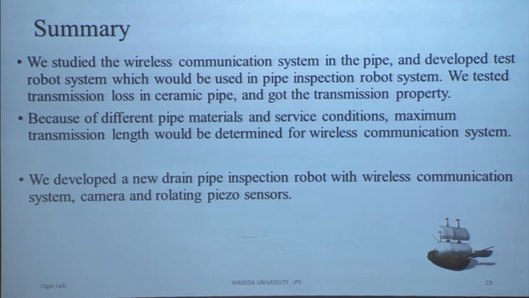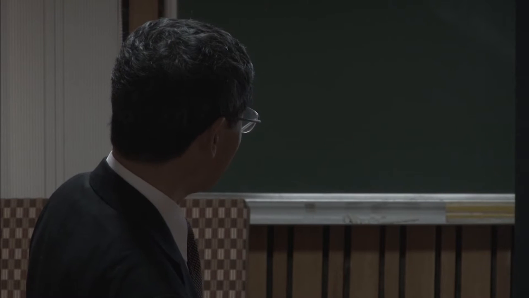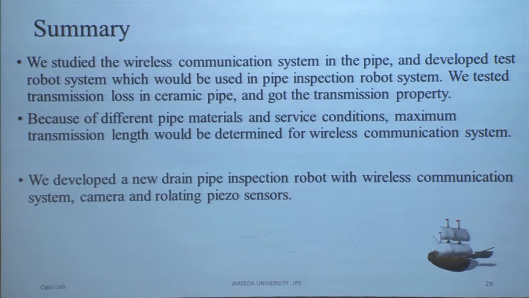Finally, summary. We studied the wireless communication system in the pipe and developed a test robot system, which would be used in a pipe inspection robot system. Yesterday we explained that we tested the transmission loss in ceramic pipe and got the transmission property. Because of different pipe materials and service conditions, the maximum transmission length will be determined for the wireless communication system. We also developed the new drain pipe inspection robot with wireless communication system. And this is a camera and rotating piezo sensors.